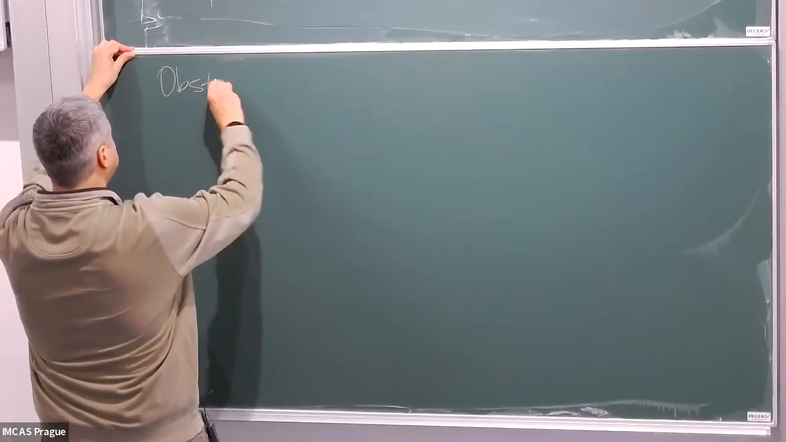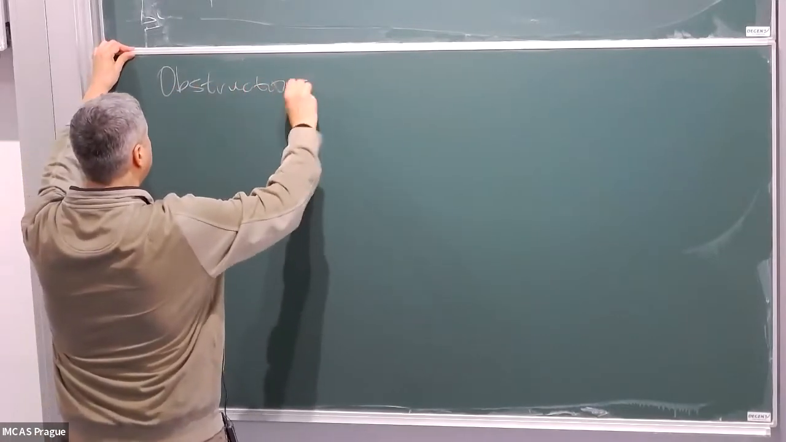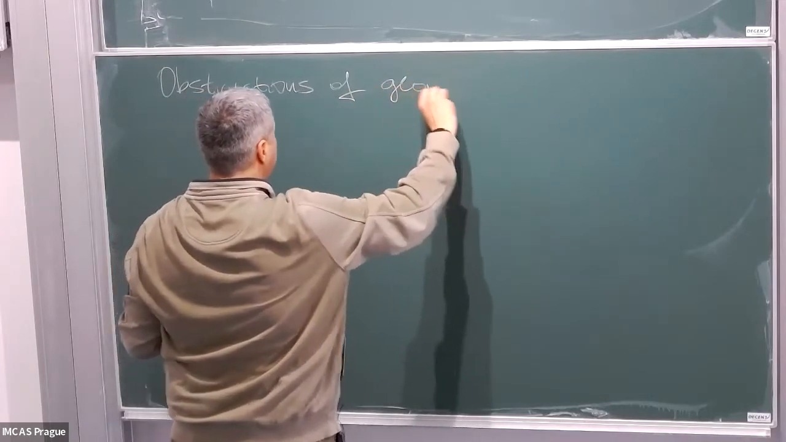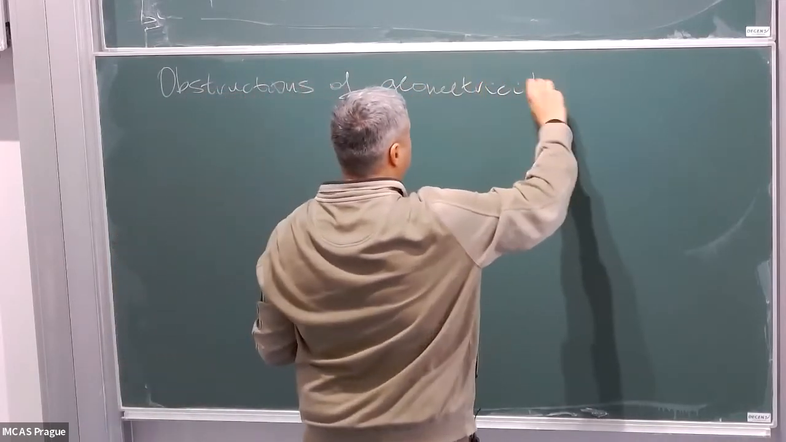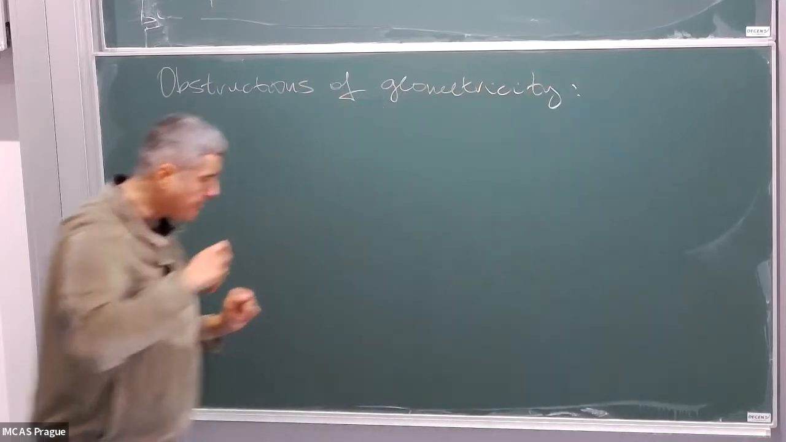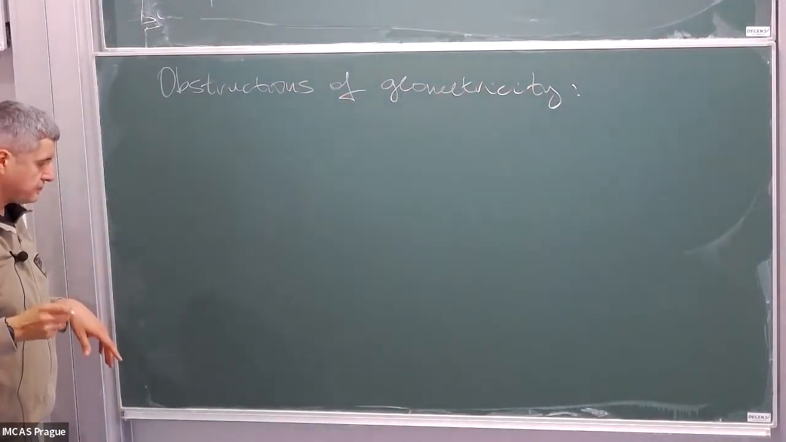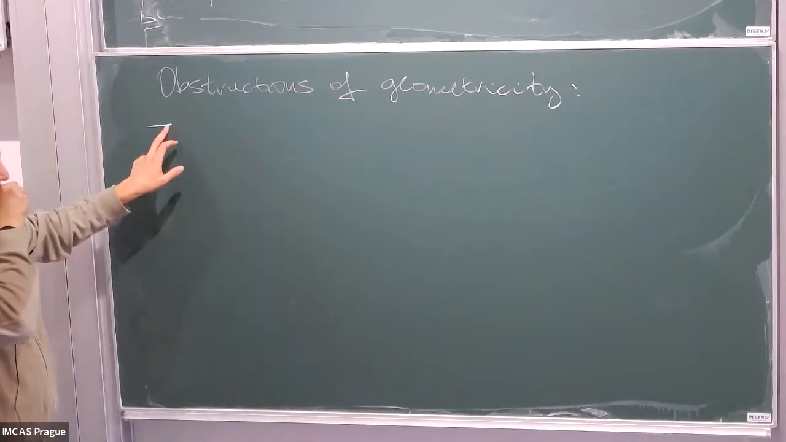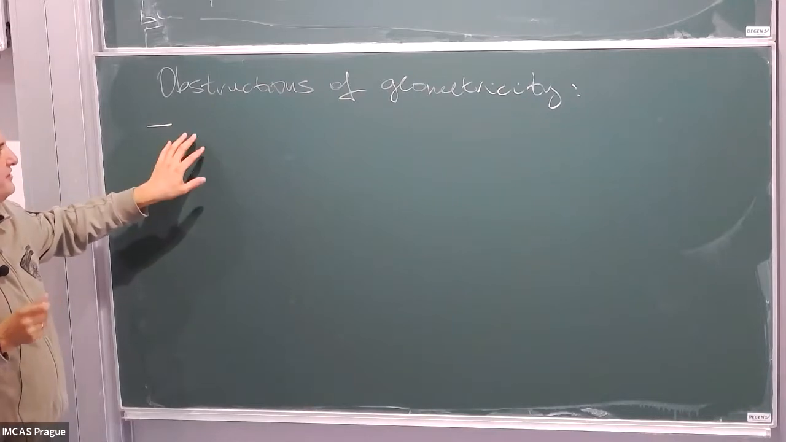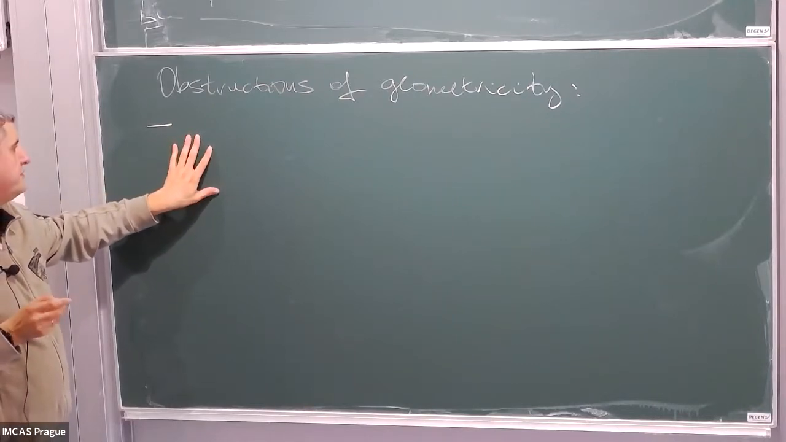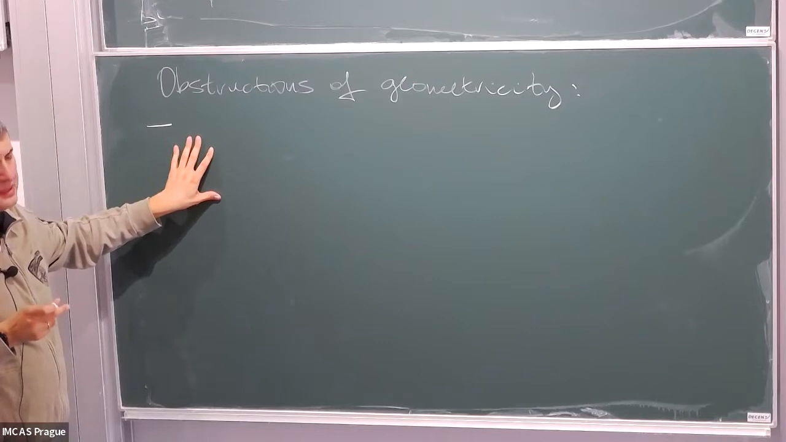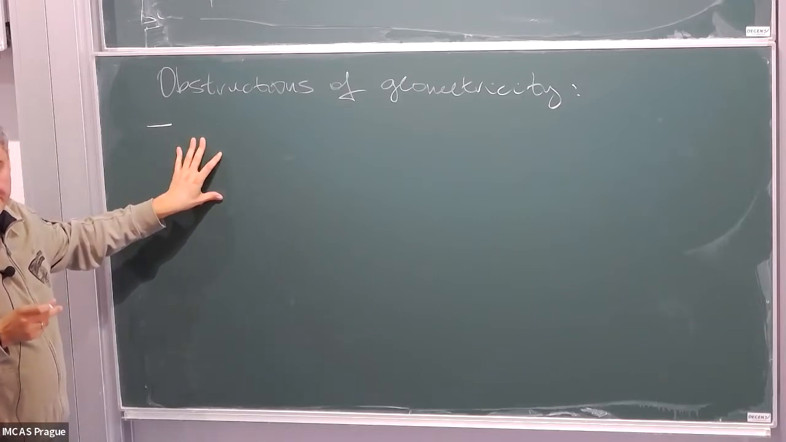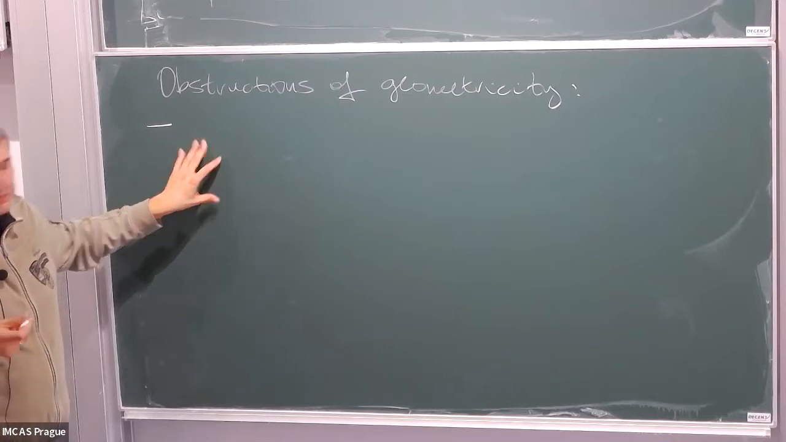So obstructions of, let's say, geometricity. Maybe I'll mention three. The first one is the simplest one, and it will work not just for exact Lagrangian fillings, but also for general Lagrangian fillings. So we don't need the notion of exactness here.